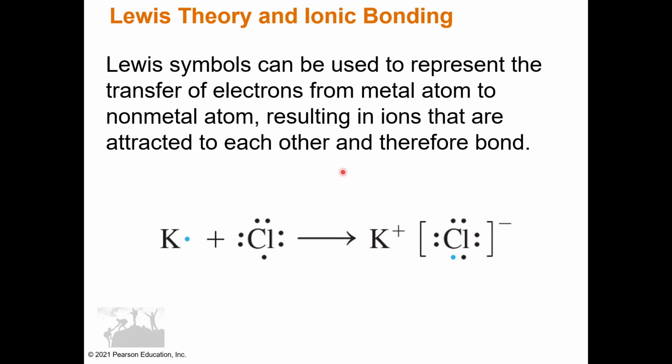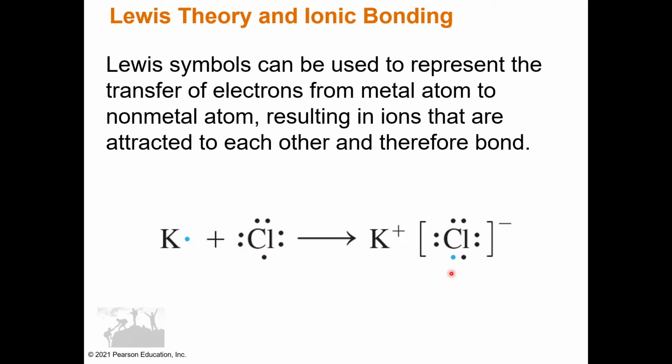So here is the Lewis structure for KCl. KCl is an ionic compound. Electrons are being transferred, so here we know that potassium has 1 valence electron and chlorine has 7. So we're just going to take this 1 electron and transfer it over to the chlorine. So now we have a potassium ion and a chloride ion.